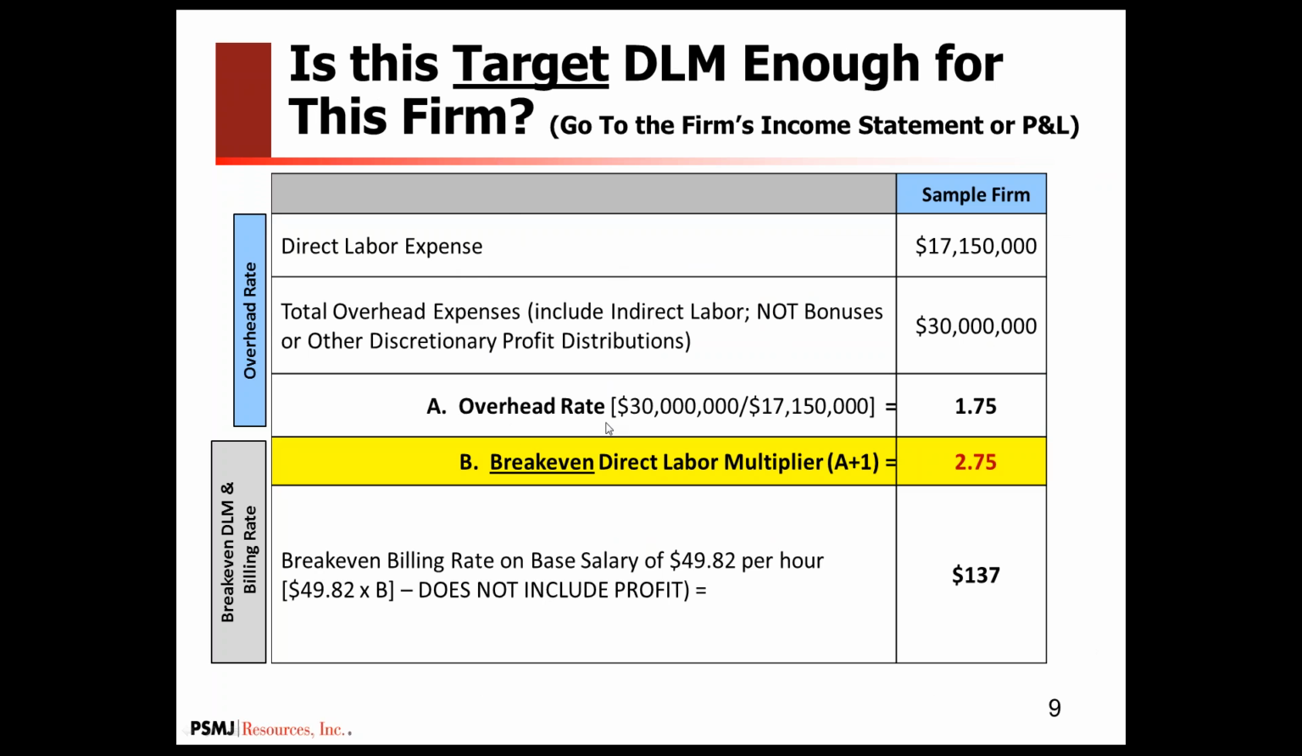In order to calculate an overhead rate, I'll take the overhead and divide it by the direct labor expense. That comes out to a ratio of 1.75. In order to bring that number back up to a break-even direct labor multiplier, I have to add the basis back in, which is direct labor, so I just add 1. So my break-even multiplier is 2.75. So for this particular senior PM, a break-even billing rate, again, does not include any profit. We take the 49.82, multiply it by 2.75, and get a break-even billing rate of 137 per hour.